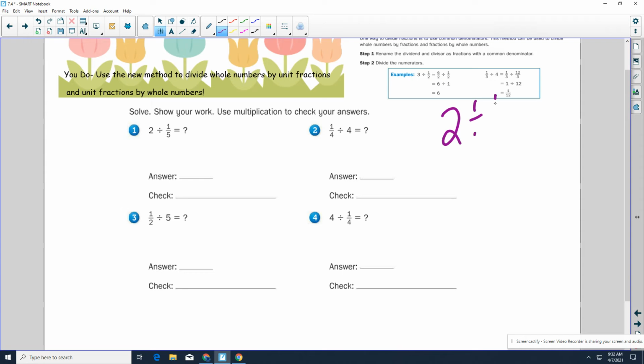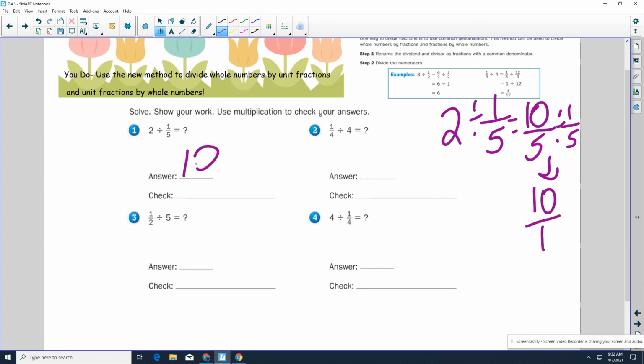So 2 divided by 1/5. I know I could do 2 times 5 is 10. 10 over 5 is equivalent to 2 divided by 1/5. And I get 10 over 1, or simply we just want to report it as 10. Now, I could find my answer there. How I could check that is saying 1/5 times 10 over 1. And I get 50/5. Or 10.